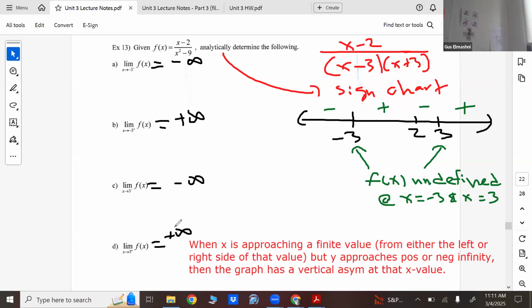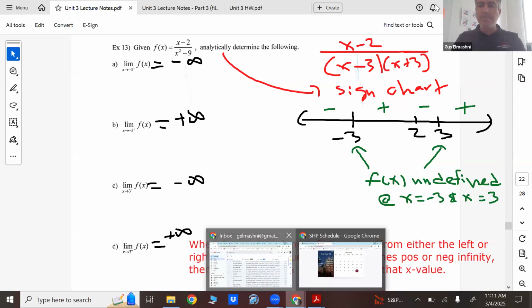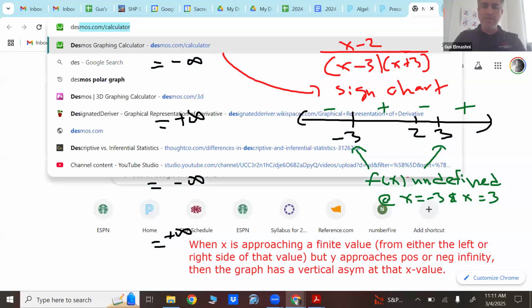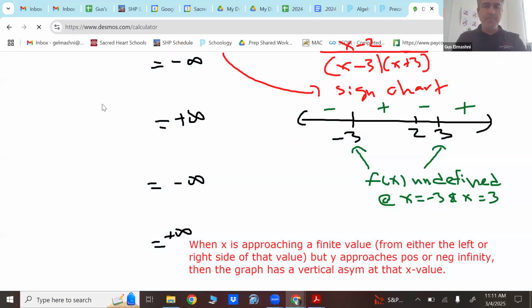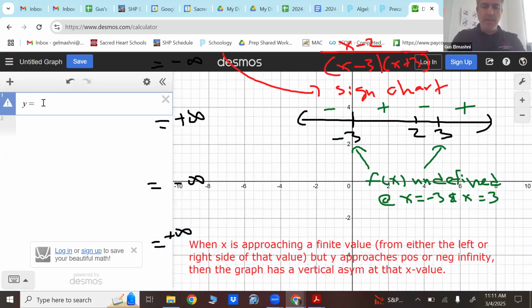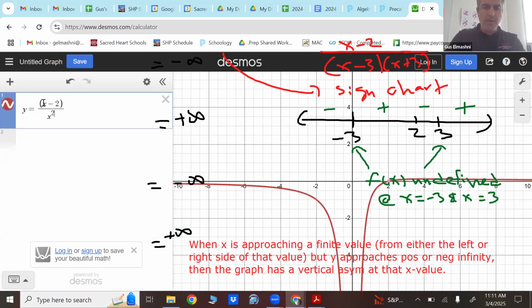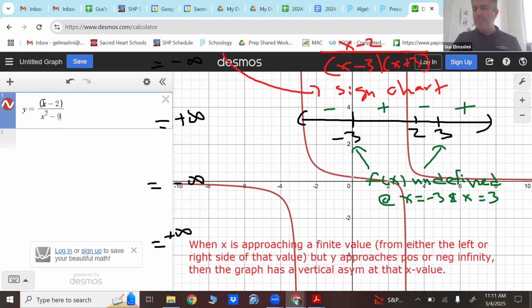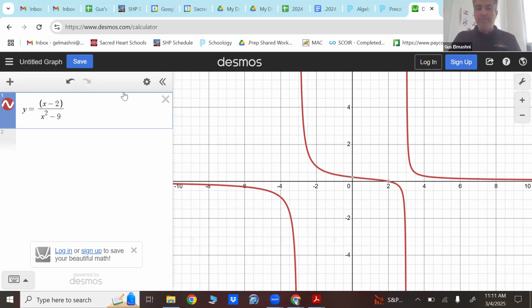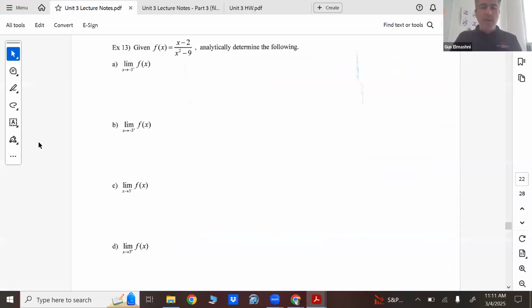So you don't necessarily have to do a graph. If you want to do a graph, go for it. I'll go to Desmos really fast just to show you. Let's see here. Desmos. y equals, what was it again? x minus 2, x squared. There you go. The graph shows it. But you could get away without plugging in or doing graphs if you just think about it from the sign chart perspective. The sign chart will help me tremendously there.